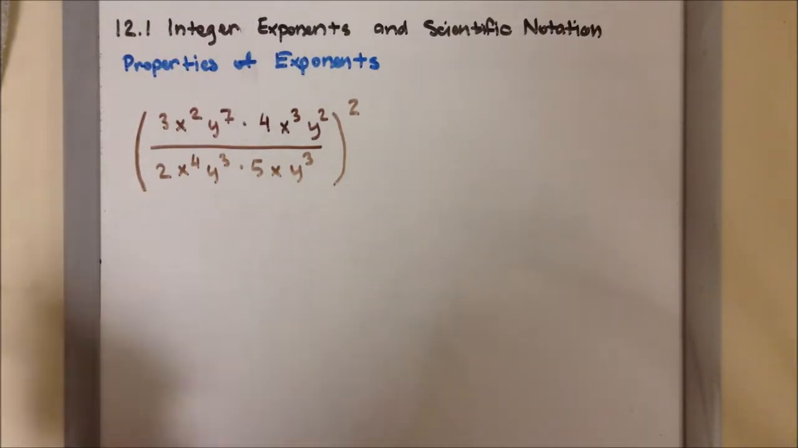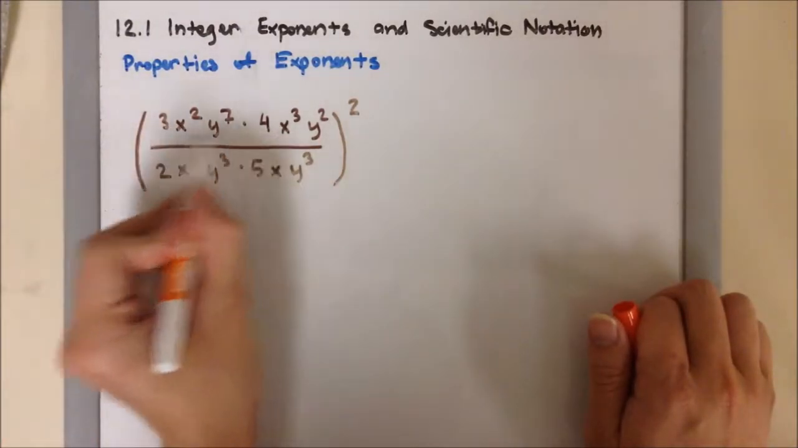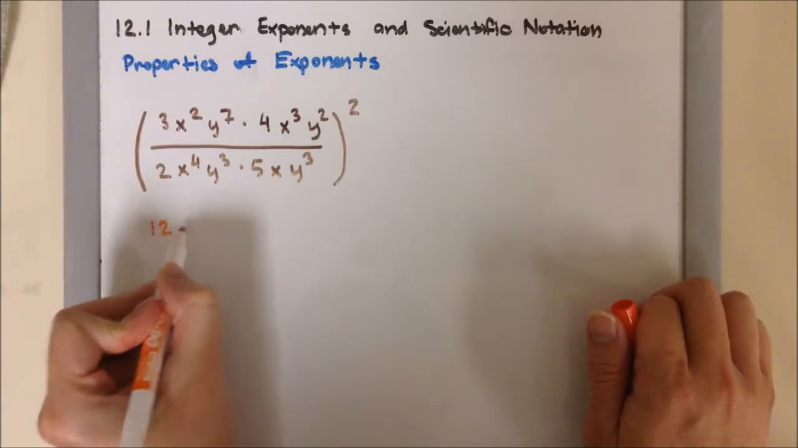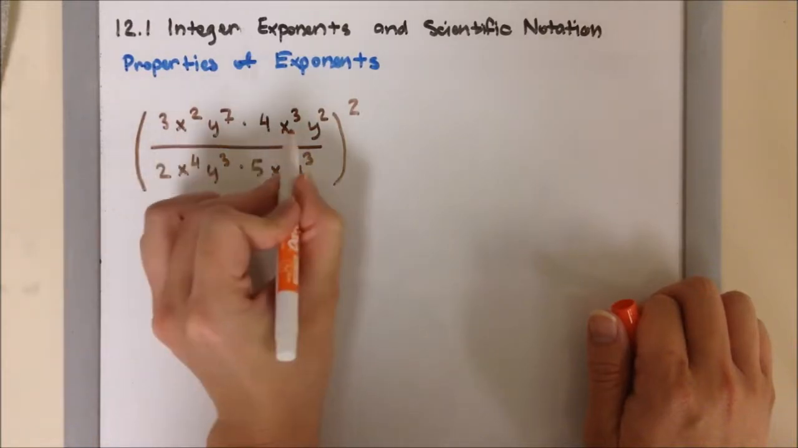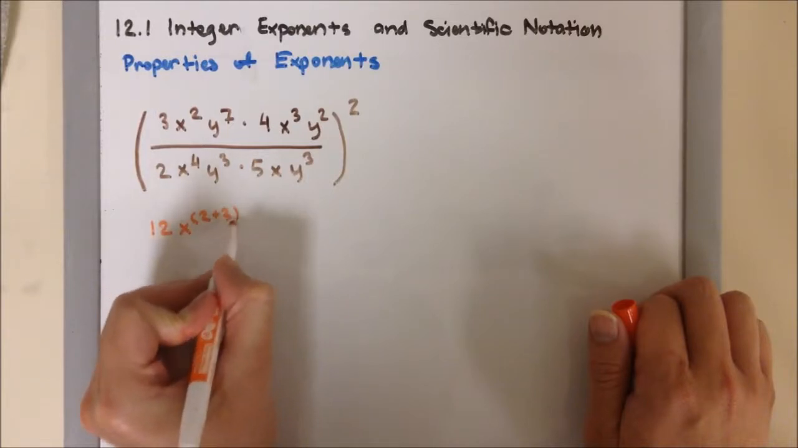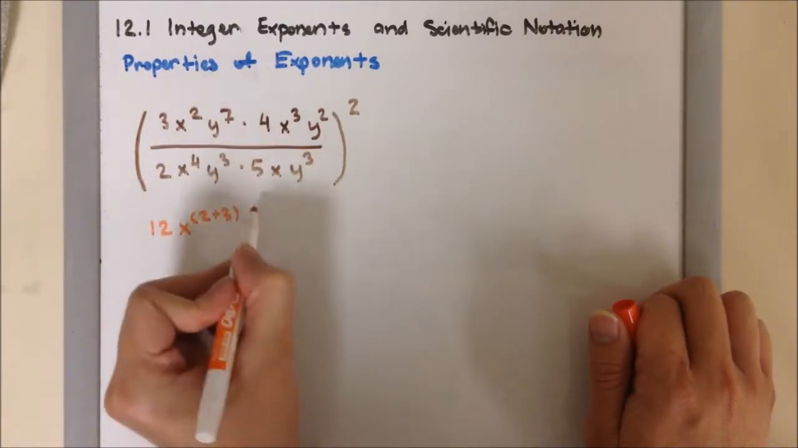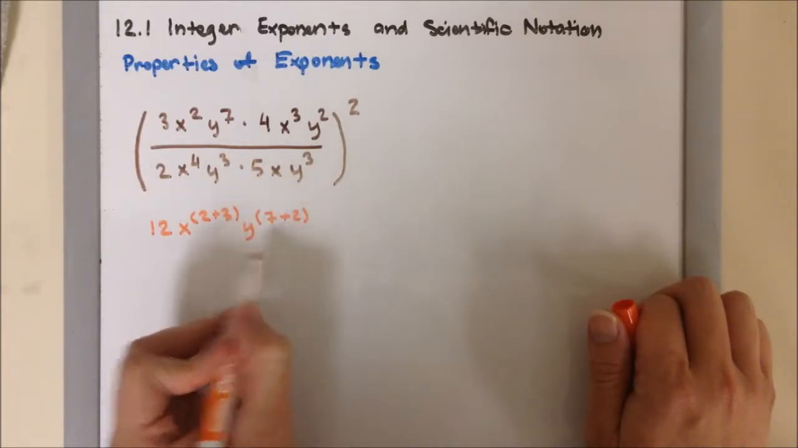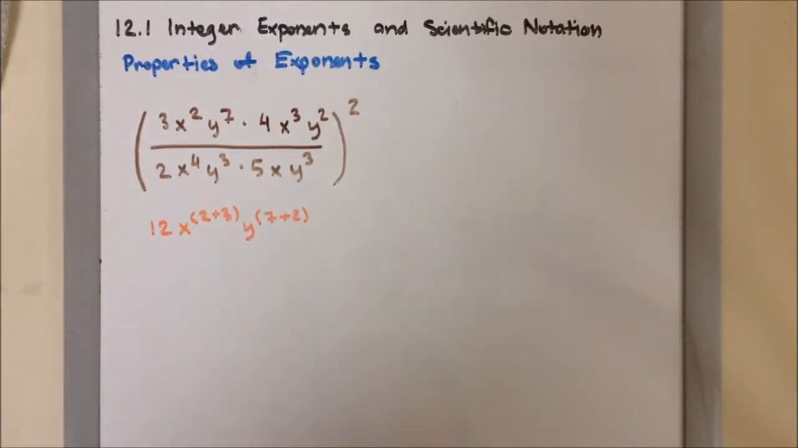So in our numerator, we're going to multiply the number coefficient, so 3 times 4, which is 12. When I'm multiplying my x's together, we're going to add the exponent, so 2 plus 3. And then I'm going to do the same thing with the y's, so 7 plus 2. So that's the numerator.